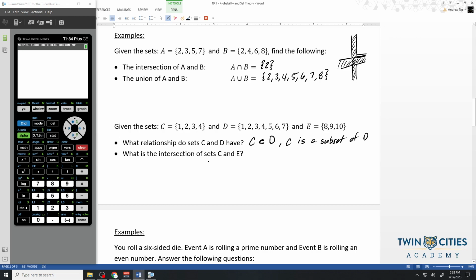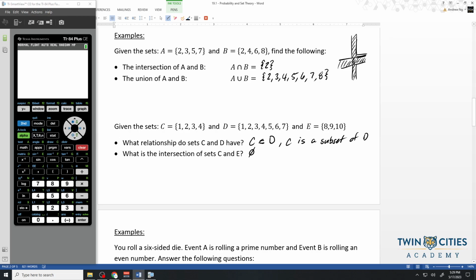What is the intersection of sets C and E? C is 1, 2, 3, 4. E is 8, 9, 10. And the intersection is what overlaps. There's actually nothing that overlaps. So the intersection of C and E would be the null set, or you could say the empty set.